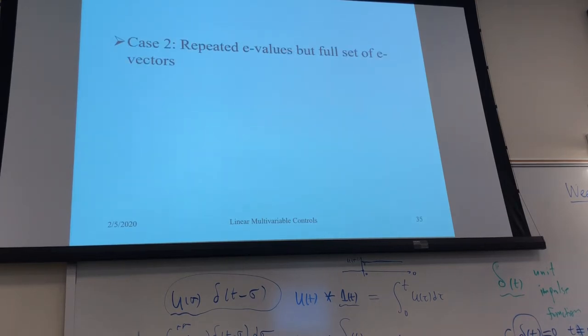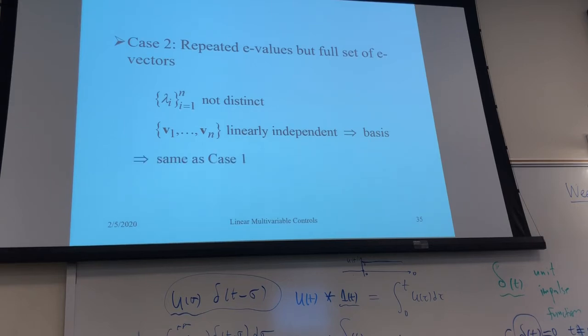So what if I have repeated eigenvalues? These are not distinct; some of them are repeating. However, in this case, you can still have a full set of eigenvectors. They are independent, so you still have n independent vectors that can form a basis. Same as case 1: if you have a full set of n linearly independent eigenvectors, then you can diagonalize.